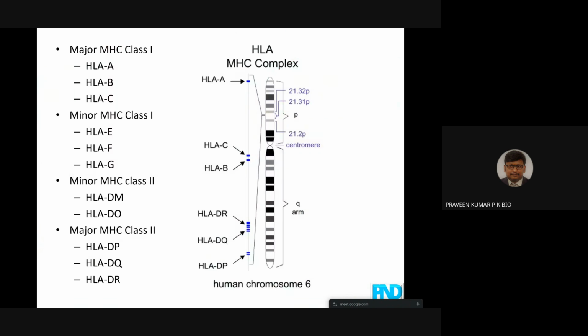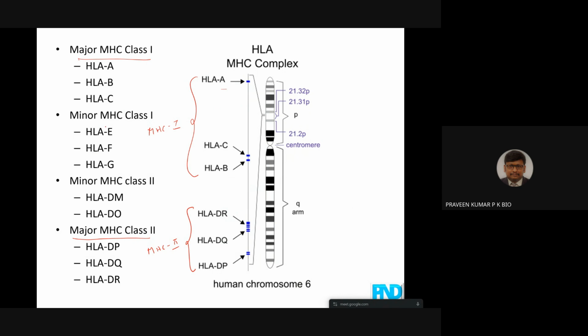One thing we should remember is that in MHC molecules, we actually have genes. MHC class 1 has HLA-A, HLA-B and HLA-C. If these are the MHC1 genes, MHC2 genes are majorly DP, DQ and DR, and the location of these genes in the locus of the chromosome is mentioned here. So these are the major MHC class 1 genes, as I mentioned, and these are the major class 2 genes.